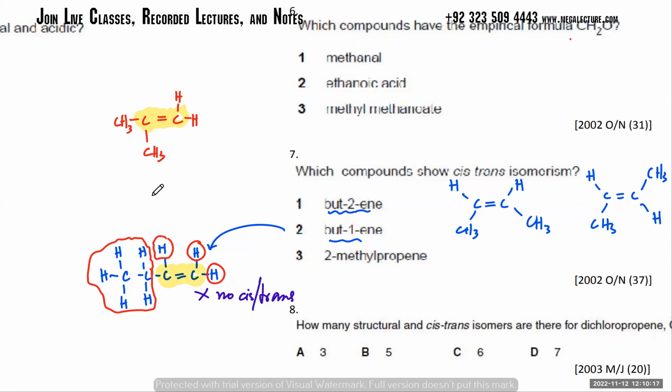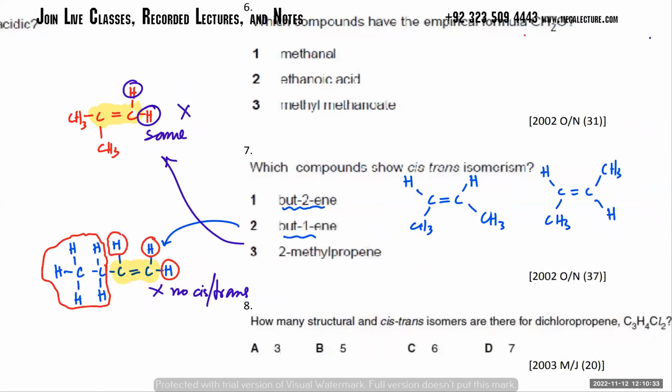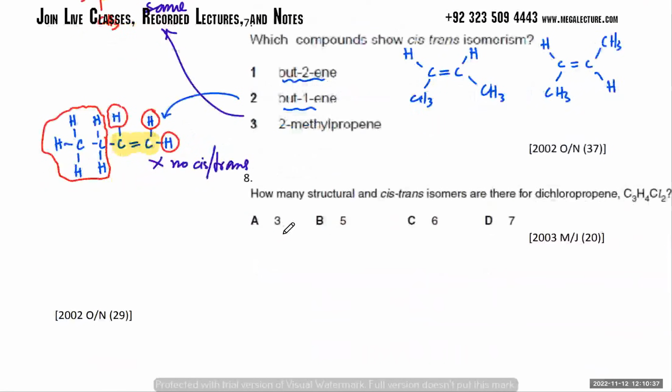Sir, the third one won't be possible, because on this side both are H. So we have the same groups attached. So the third one is not going to show cis-trans as well. Is that clear, Hunayat? Is that clear, Ahmed? Yes. So then I have this molecule.